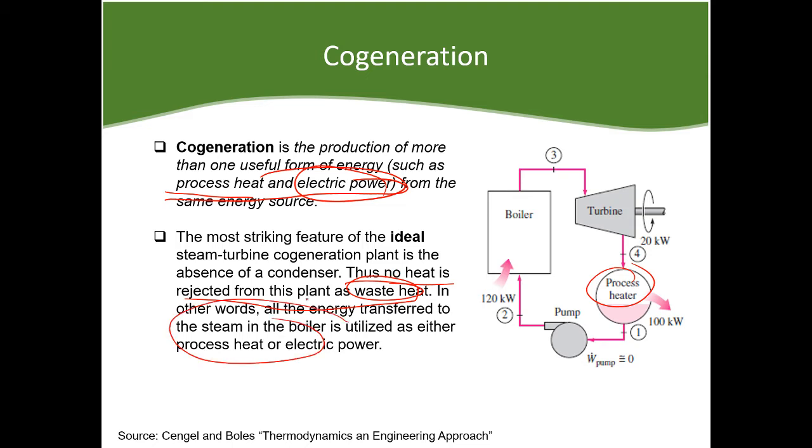Ano ba yung process heater? For example, kailangang i-heat yung molasses sa isang sugar plant. Instead of gagamit ka ng heat na galing sa kuryente, di ba, gamitin mo na lang yung waste heat from your power cycle, from your power plant. So, hindi na siya talaga quote-unquote waste heat kasi nagagamit na siya for the process.